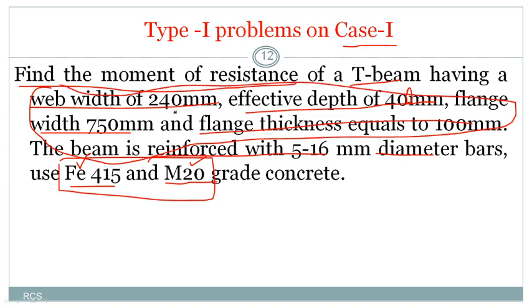Width of the web, width of the T beam, effective depth of the T beam, flange width of the T beam, and flange thickness. These are called sectional properties. So after knowing these material properties and sectional properties, what do we have to calculate? We have to calculate the moment of resistance. This is the simple understanding of the problem.